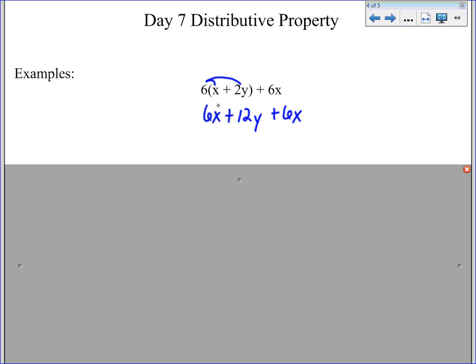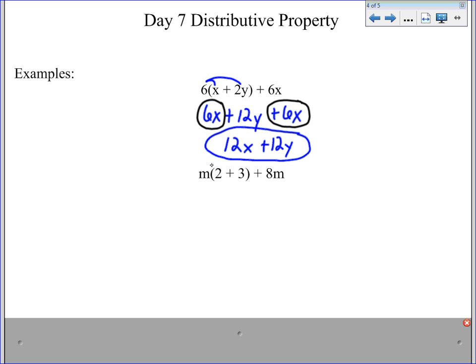And as we learned yesterday about combining like terms, we need to take both of these since they are similar, they have the exact same variable. We're going to combine that to get 6 plus 6, which is 12x plus 12y. And this is our answer. I cannot combine the x and the y because the variables are not the same. We continue on with this one.